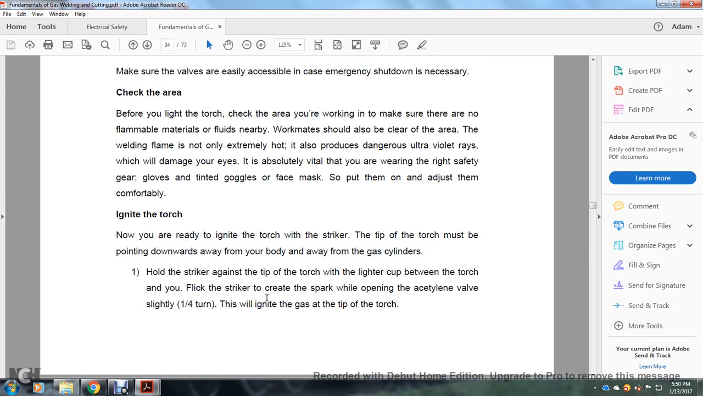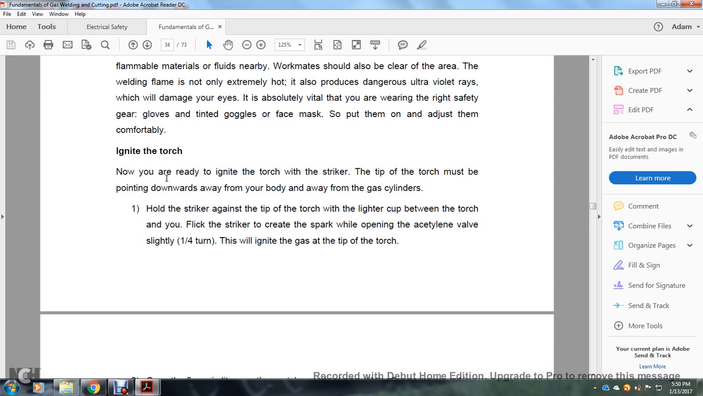Alright, check the area. Before you light the torch, check the area where you're working to make sure that there are no flammable materials or fluids nearby. Workmates should also be clear of the area. The welding flame is not only extremely hot, it produces dangerous ultraviolet rays which damage your eyes. It is absolutely vital that you wear the right safety gear: gloves, tinted goggles, and a face mask. Put them on and adjust them comfortably.